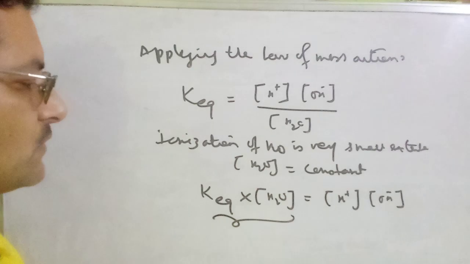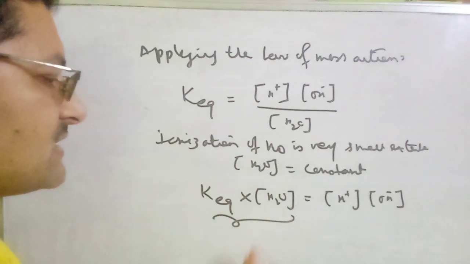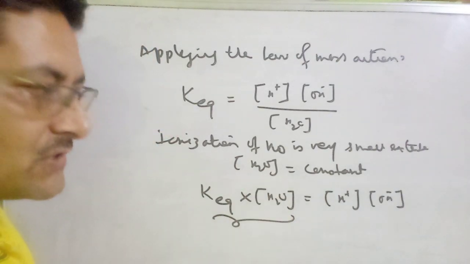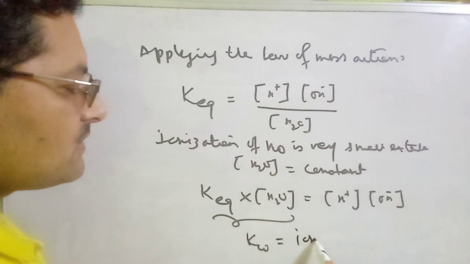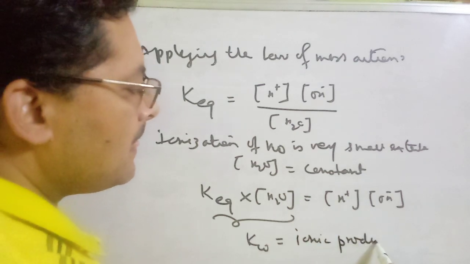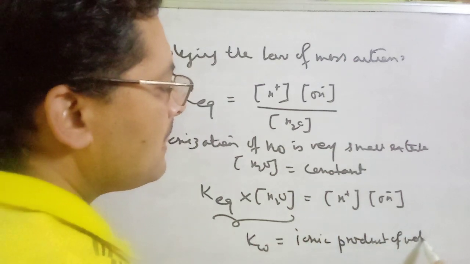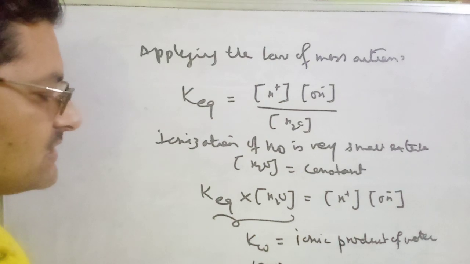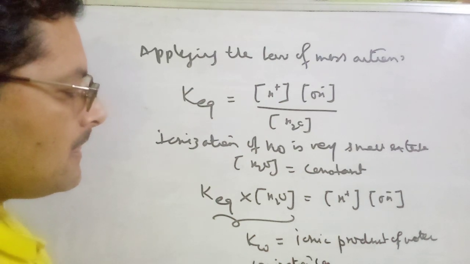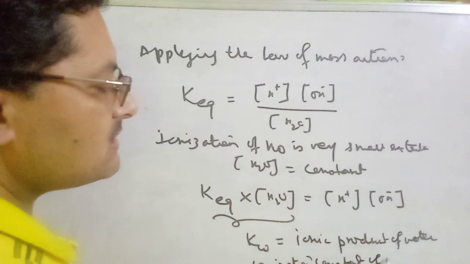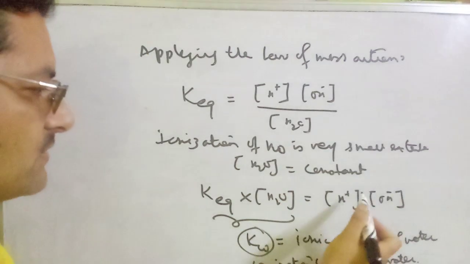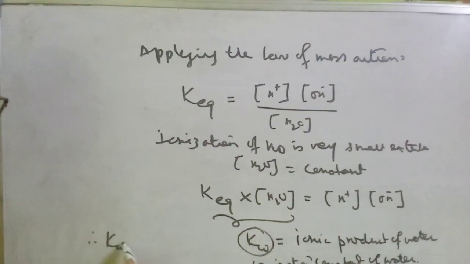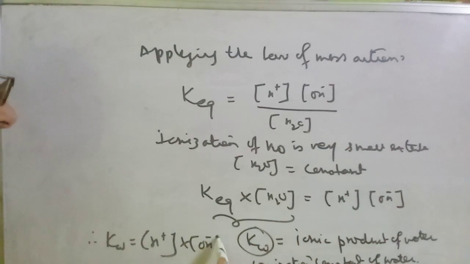So the product of these two concentrations, the equilibrium constant and the concentration of water, which is also taken as constant, can be written as Kw. Kw is the ionic product of water, also called the ionization constant of water. Whatever you say, we call it Kw. Therefore, Kw is equal to the concentration of H plus multiplied by the concentration of hydroxide.